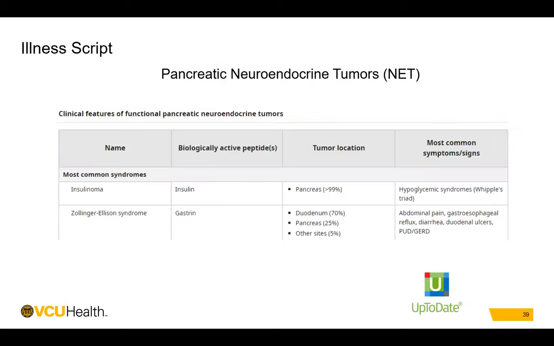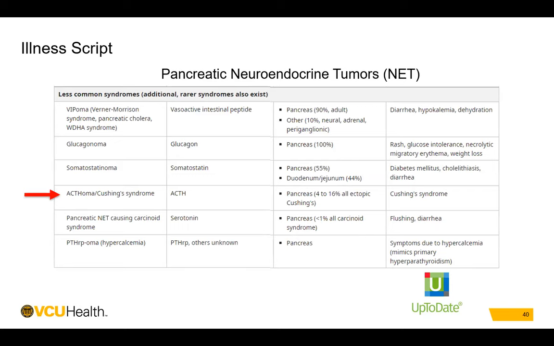UpToDate has a really nice table describing neuroendocrine tumors. I'm making a bit of a jump to say this is a functional neuroendocrine tumor because it is well differentiated and we do seem to have some sort of hormone production here. The most common are secretions of insulin and gastrin, insulinomas and Zollinger-Ellison respectively. Neither of these fit our patient's presentation. Thankfully, on the list there is ACTHoma and Cushing syndrome as a cause. It's also reassuring to see that it's thought to account for 4 to 16% of all ectopic Cushing's, so reassurance that maybe I'm on the right track here.